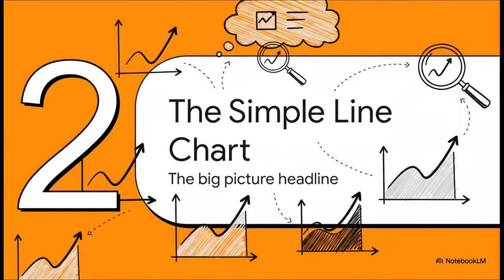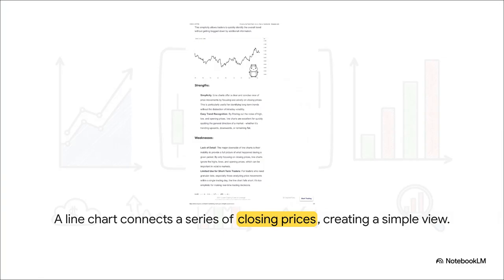Okay, so let's start with the most basic storyteller of them all, the simple line chart. Think of this one as the high-level summary. It's perfect for getting the main idea without getting totally bogged down in the details. The real power of the line chart is just how simple it is. All it does is connect the dots. Specifically, it takes the closing price from one period and draws a line to the next one, whether that's a day, a week, or a month. This gives you a single, clean line that's incredibly easy to follow at a glance.